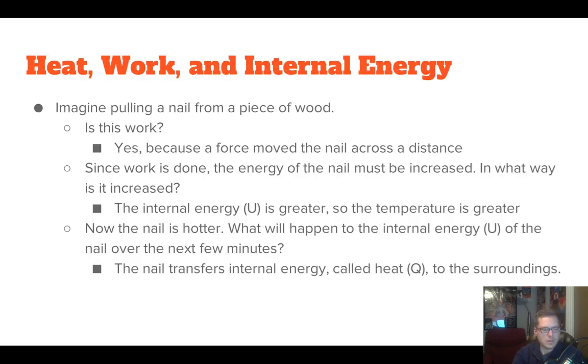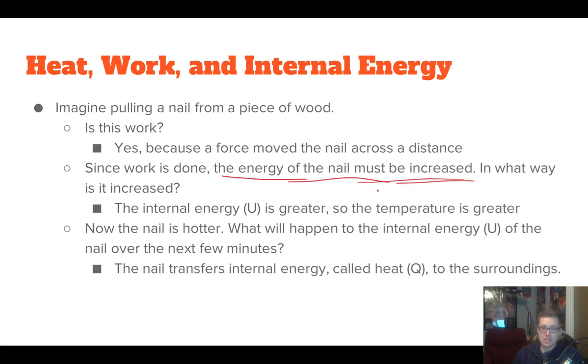So heat, work, and energy. This is a great way of making sure you understand the definitions of these things. Imagine you take a nail and you pull it from a piece of wood using a hammer. Your nail's stuck in there, and you pry it up with a hammer. Did you do work? Yeah, you added a force and it moved a distance. That just makes sense. Now, since work is done, that means you had to have added energy. The energy of the nail must have increased.